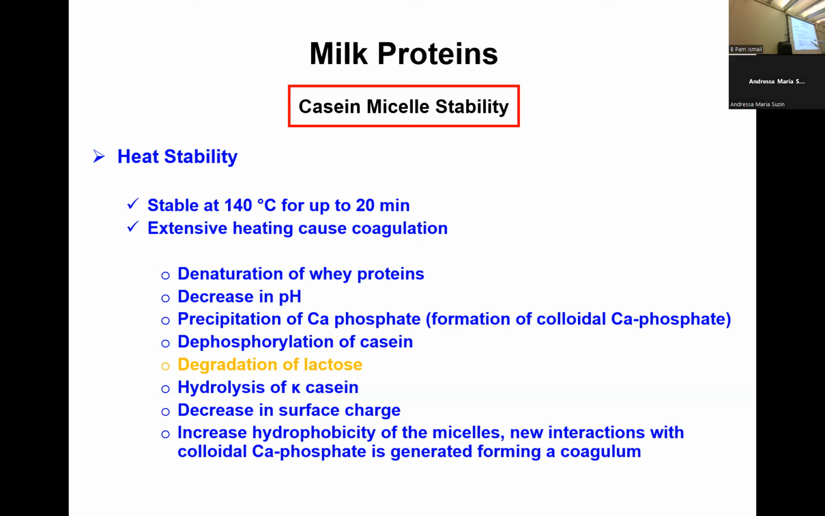We can get dephosphorylation of casein. We also get degradation of lactose. It beats me why I have it in a different color. I tried to remember, but I couldn't.